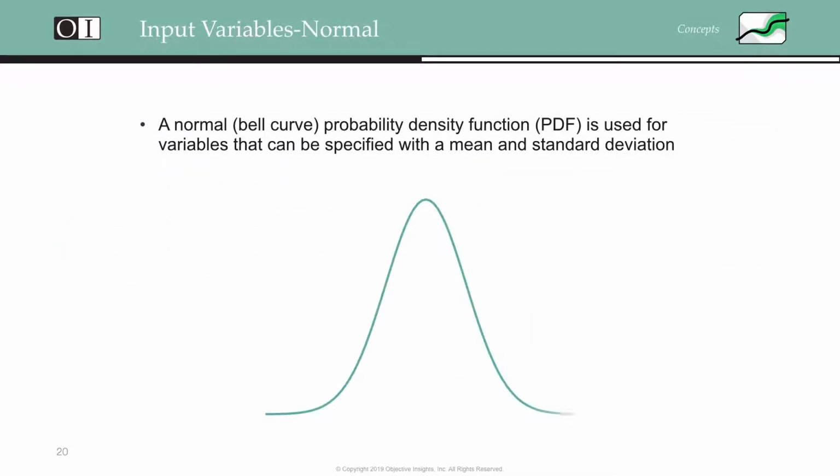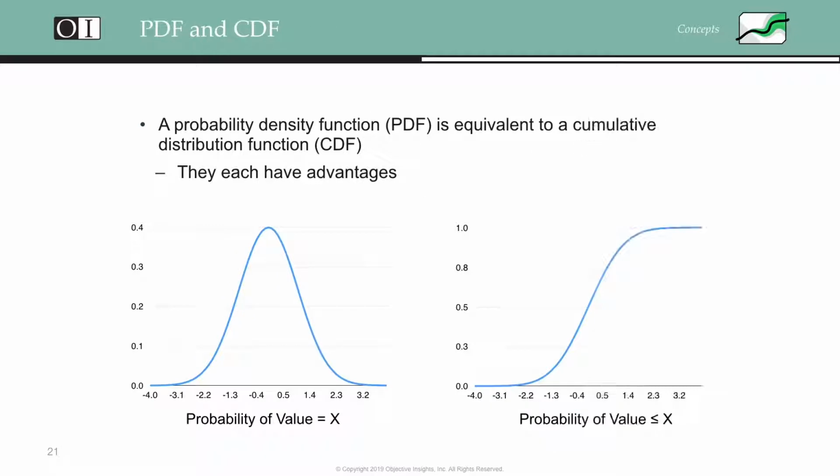Next, we have normal distributions, also called bell curves. They're represented by probability density functions, and these are typically defined by a mean and a standard deviation. Now, probability density functions, or PDFs, are actually equivalent to what's called a cumulative distribution function, or a CDF. So the distribution on the left and the right are identical. They're just presented in a different way, and they each have advantages. So we use them where we can take advantage of their particular features.